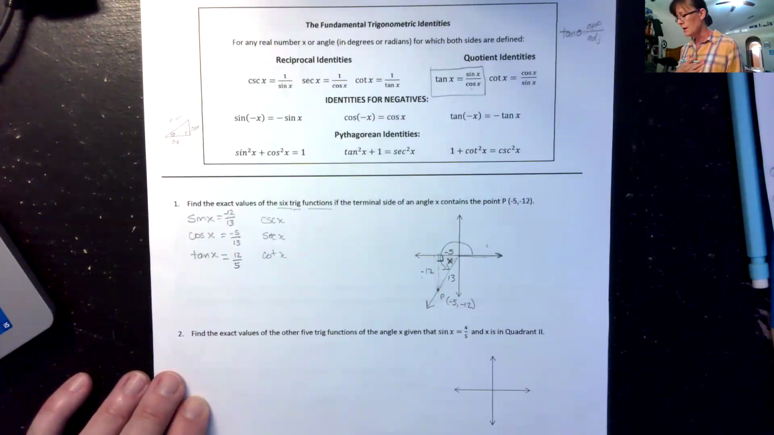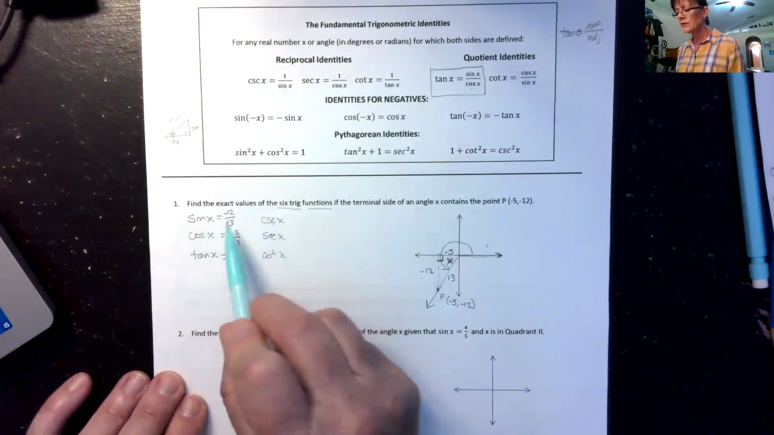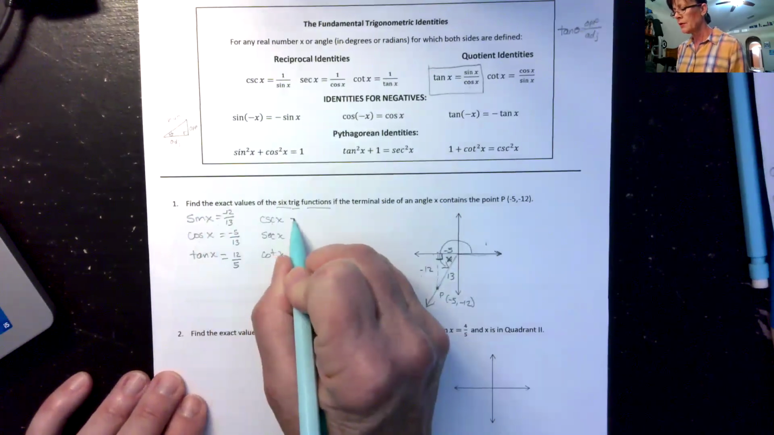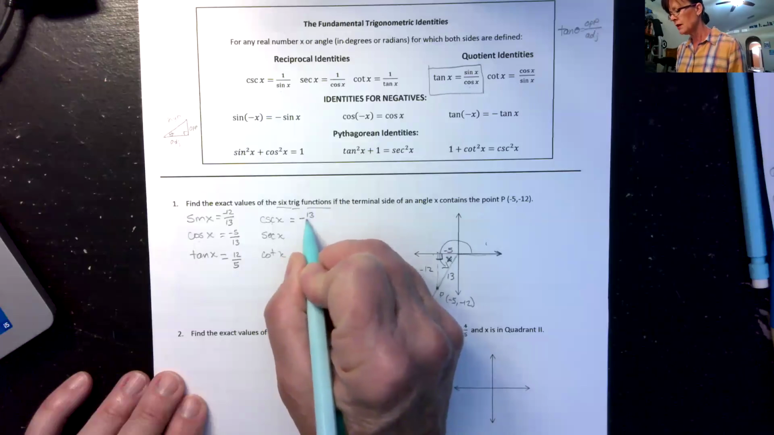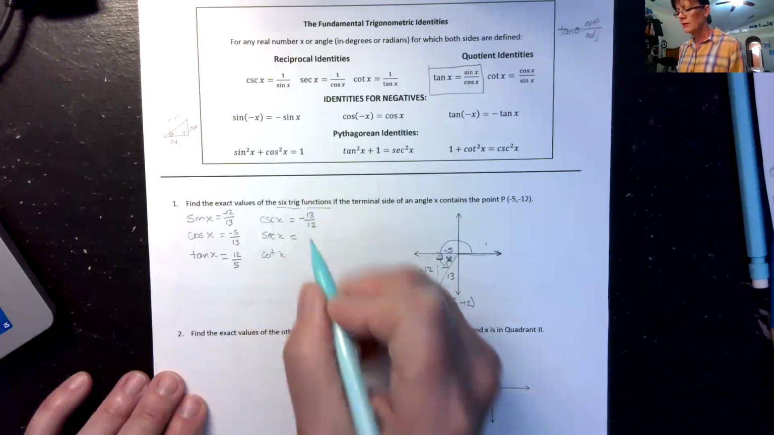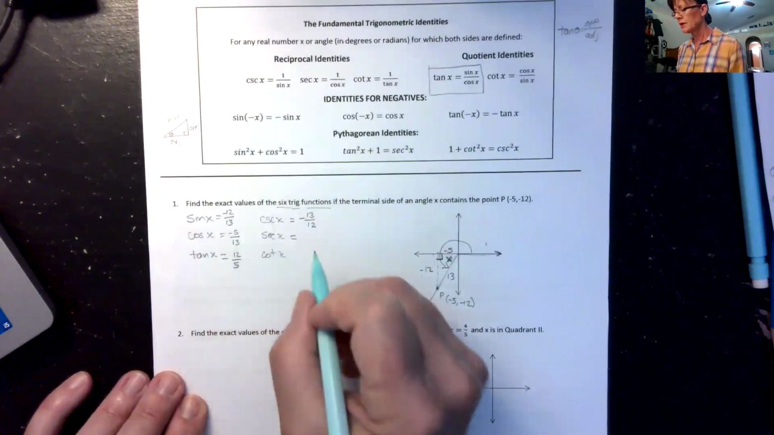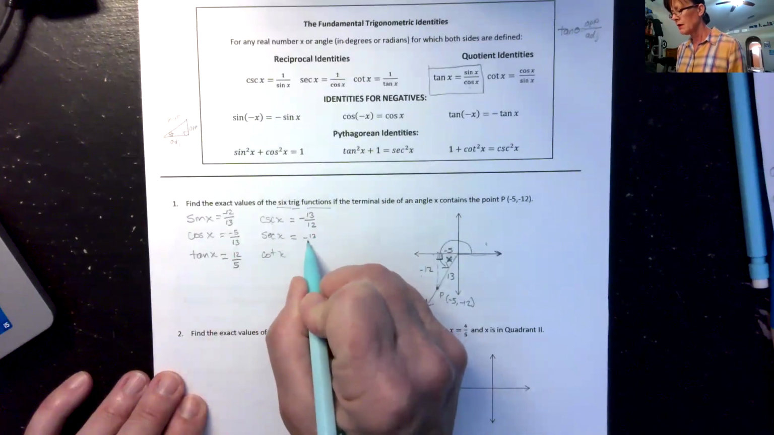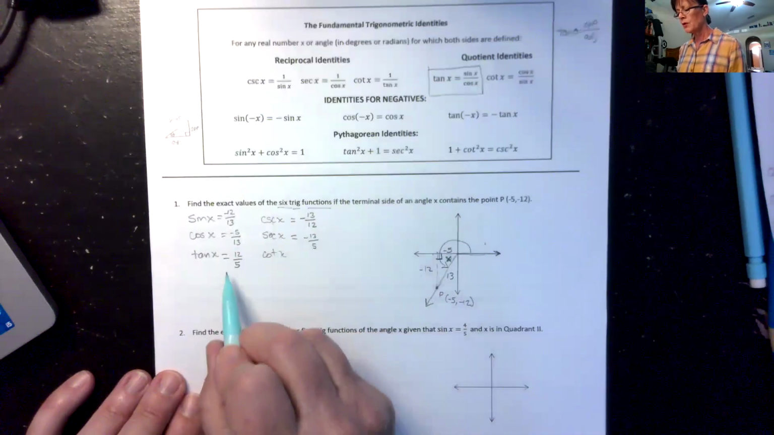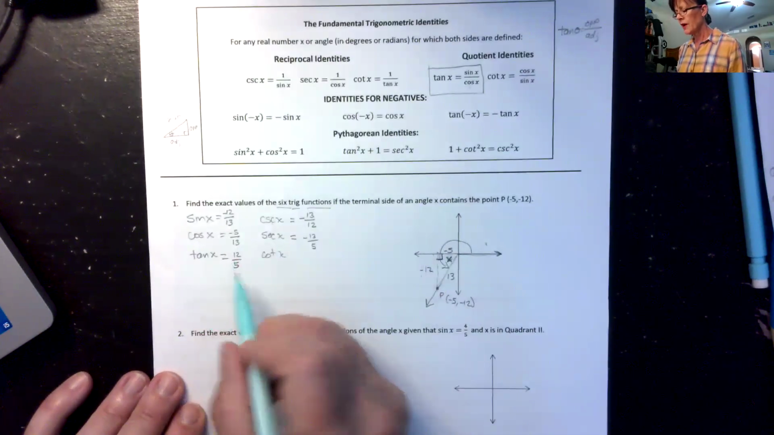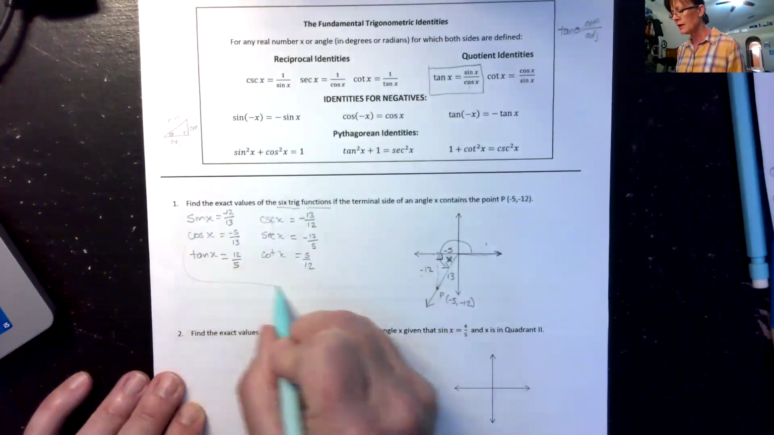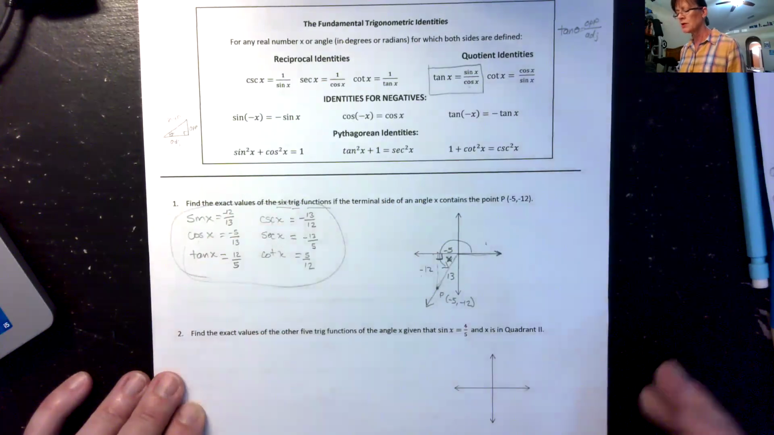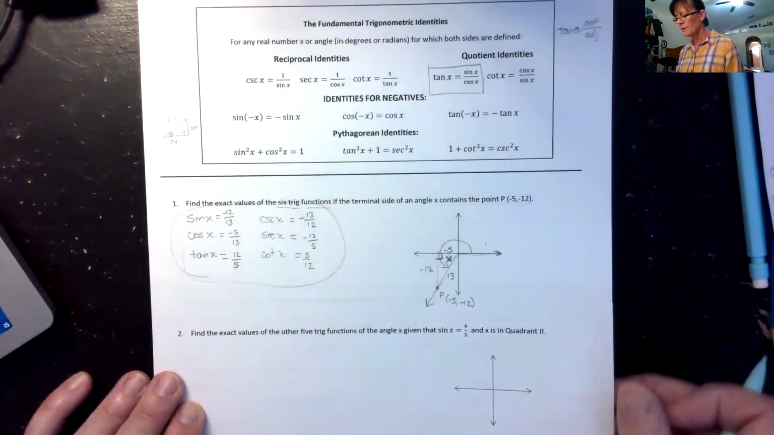Now, I always do this because it's just way easier. I know that cosecant is the reciprocal of sine. So the reciprocal of -12 over 13 is -13 over 12. And the reciprocal of -5 over 13 is -13 over 5. And the reciprocal of 12 over 5 is 5 over 12. And so this is how I get the 6 trig functions for this angle.